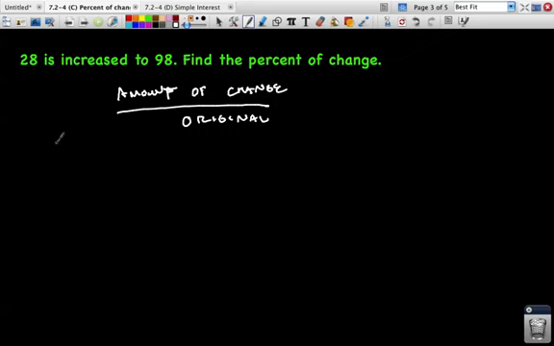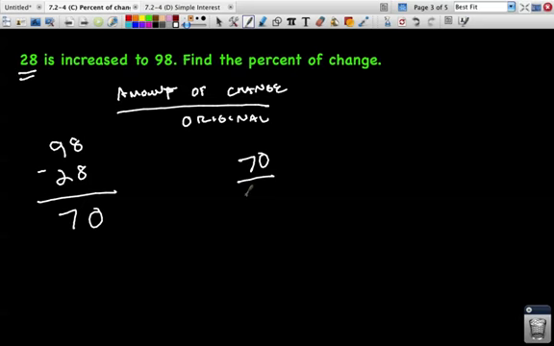Okay, so my amount of change is the difference between the two. So I'm going to take 98 minus 28. Just find the difference. Take the bigger number and subtract the smaller number from it. And I'm going to get 70. So I have my amount of change of 70 over my original amount, 28. So now I can just do 70 divided by 28 to convert it to a decimal.